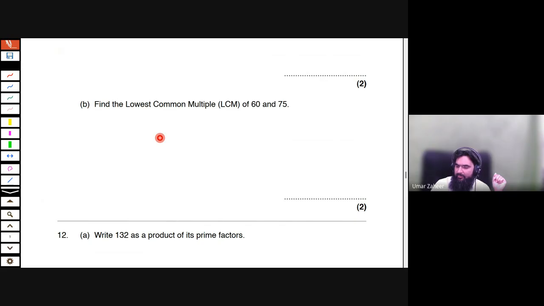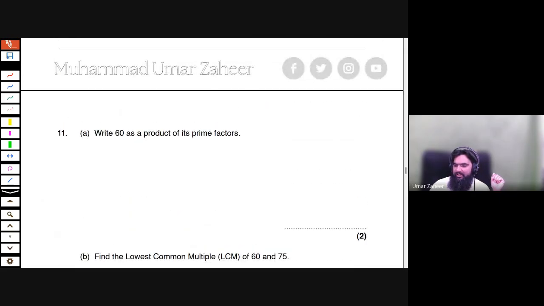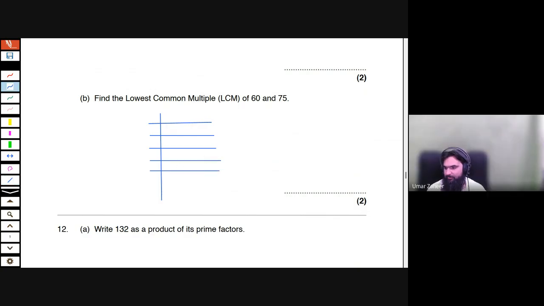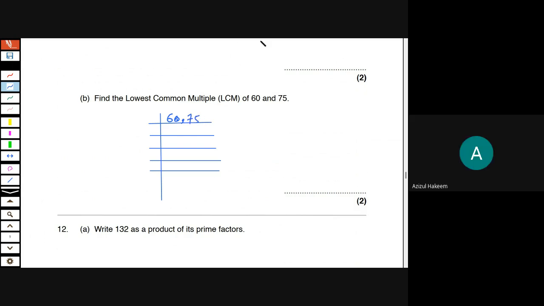Look at here. The questions that I'm going to skip, you have to do by yourself, okay? Now look at here. He says that you have to find the LCM of 60 and 75. So the method that you have learned, you just have to divide them. Let's divide it. We have 60 and 75.